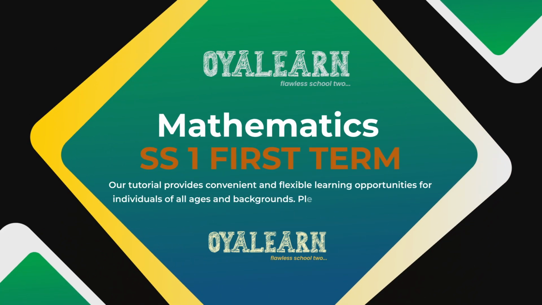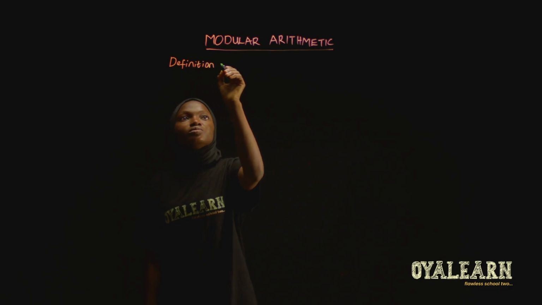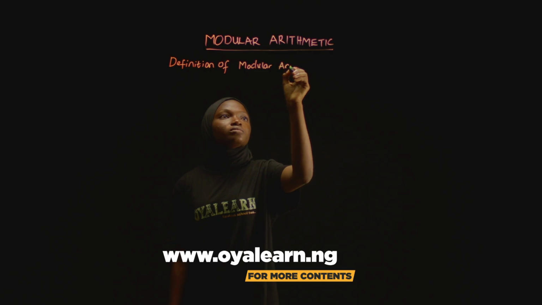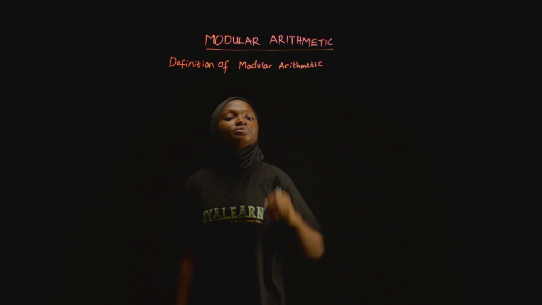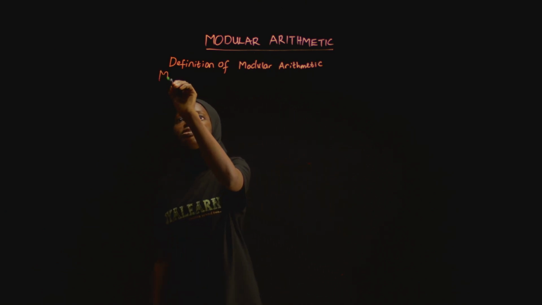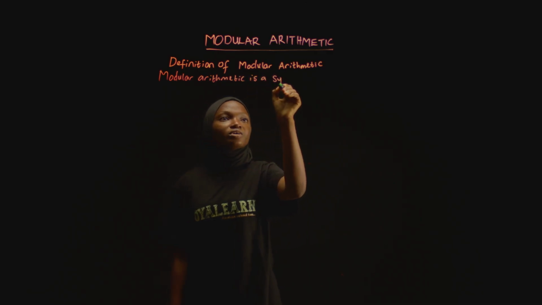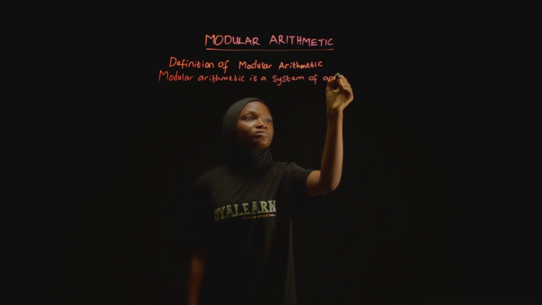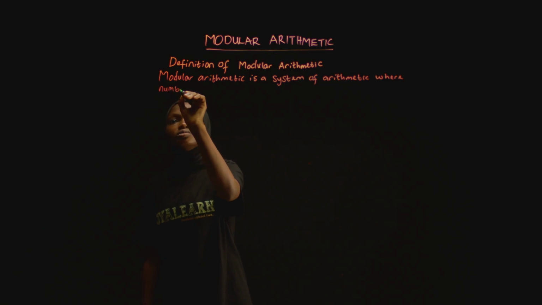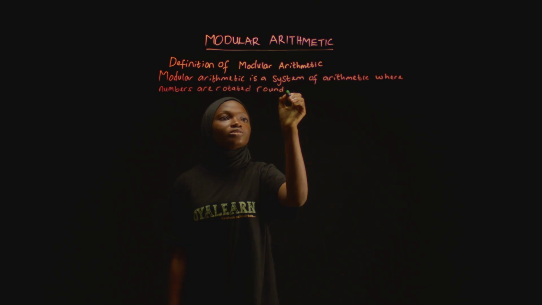Let's learn the definition of modular arithmetic. Modular arithmetic is a system of arithmetic where numbers are rotated round a cycle.